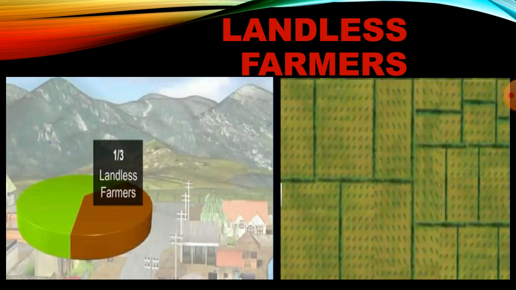So we come to know that 1/3 of the farmers of Palampur are landless. The other picture shows, on the left hand side, the big plots, and on the right hand side, the small plots. These big plots are being cultivated by the large farmers, and the small plots on the right hand side are being cultivated by the small farmers.